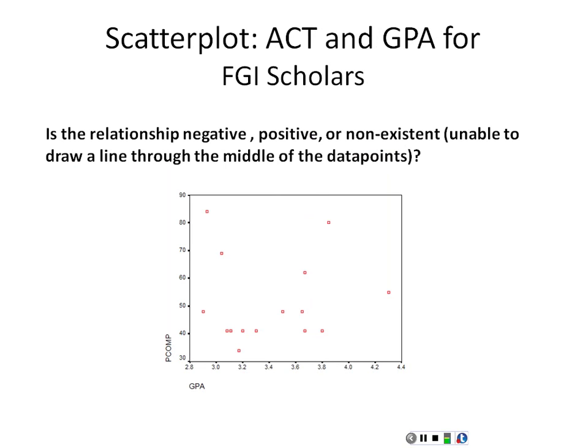Now, when we look at a scatter plot of the ACT and the GPA for FGI scholars, my question is: is the relationship negative, positive, or unable to draw a line, therefore non-existent? And I would submit that this is non-existent. I don't see a logical place to draw a line, either ascending or descending, because the points are scattered all over the scatter plot.